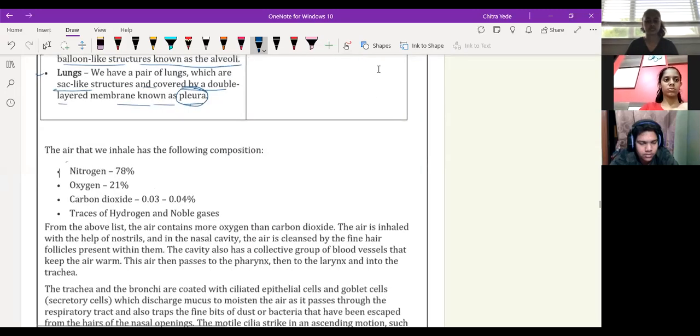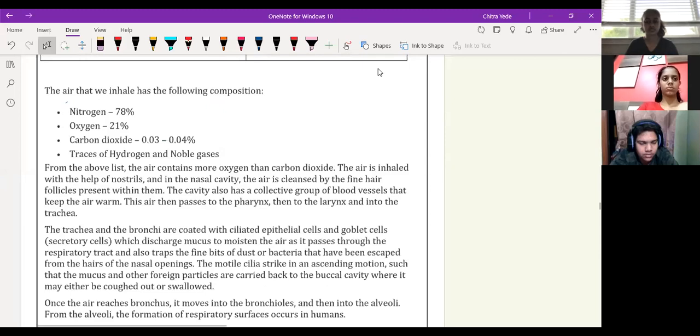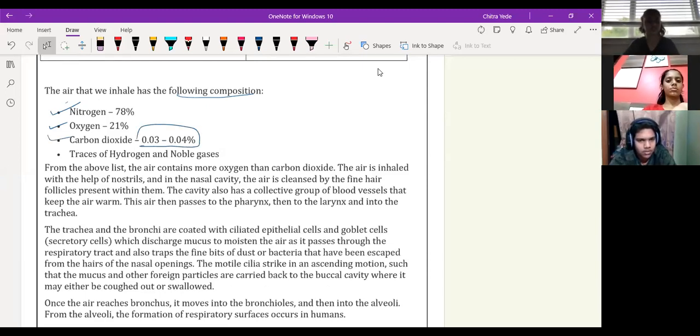As we have already discussed, the air that we inhale has the following composition. We have 78% nitrogen, 21% oxygen, 0.03 to 0.04% carbon dioxide, and trace amounts of hydrogen and noble gases. Then we have extra particles like dust, sand, ash, soot, bacteria, viruses, and spores of fungus.